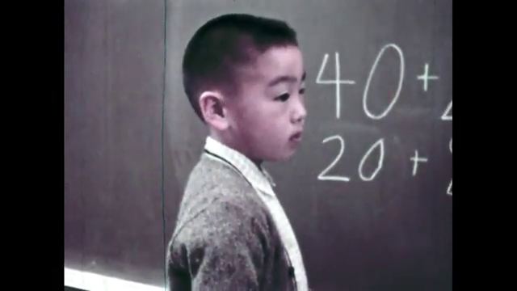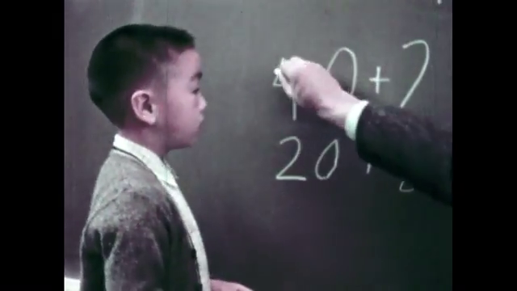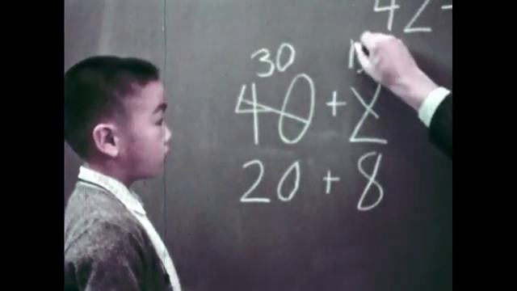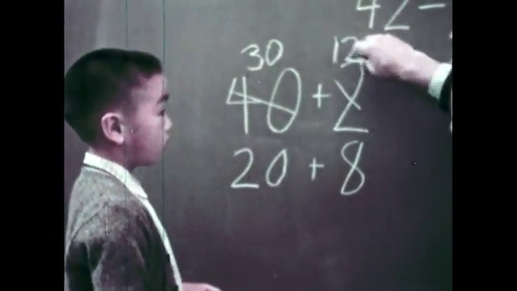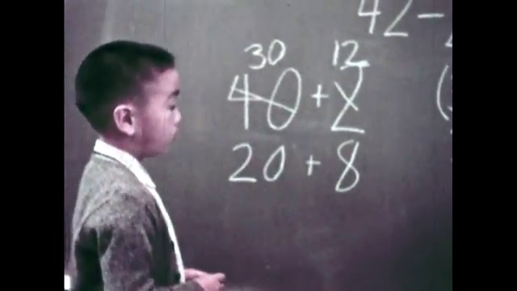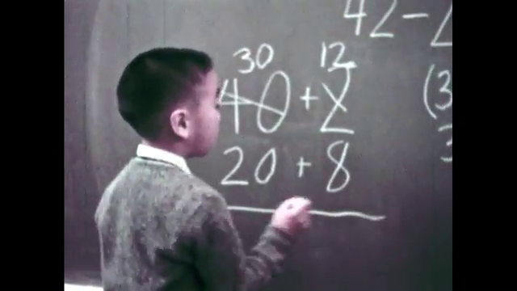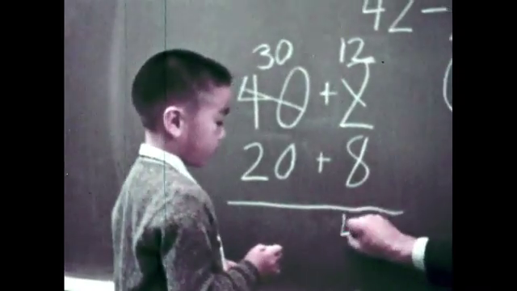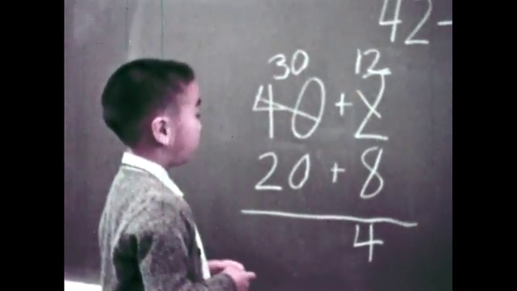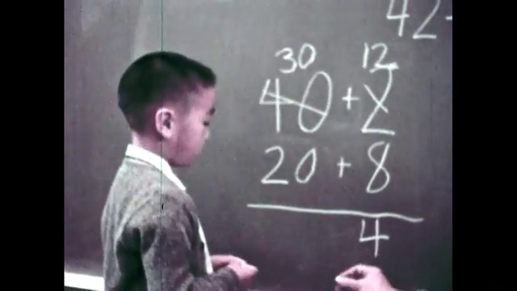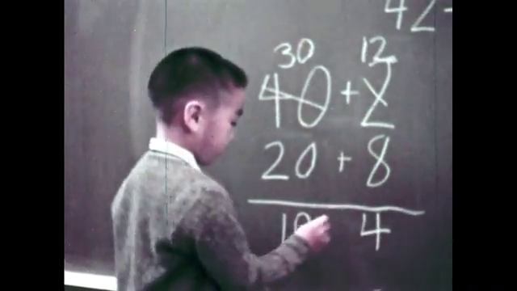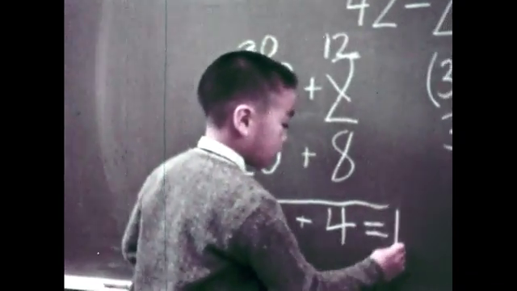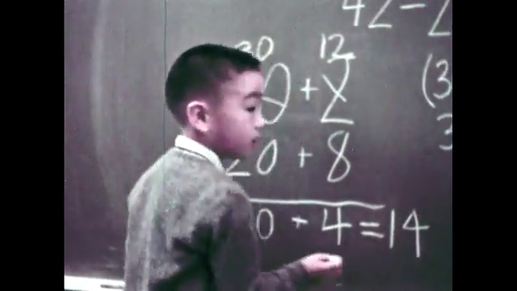Now, will that help you subtract? Let's see how. We have our 40 plus 2. Let's change it to 30, and we'll change this to 12. Now what do you do? Then you subtract. 12 minus 8 is 4. All right. And then what do you do? 30 minus 20 is 10. Let's write that. Then what? I see. And what's the answer? 14.